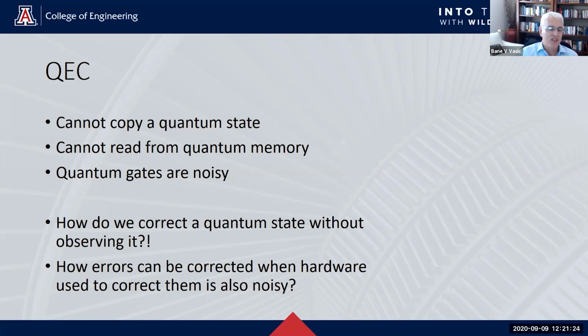For example, you cannot just copy, like triple modular redundancy that we use in classical systems. You cannot just copy an unknown qubit. It is not possible for a quantum state. Then you cannot just read the qubit from a memory or observe it because you will destroy it. And plus, quantum gates are very noisy. So the question is, how can we first correct qubits, or the state or code word, without even looking into it? And secondly, how can errors be corrected when the hardware that corrects these errors is also noisy?